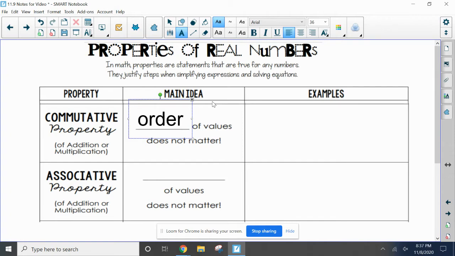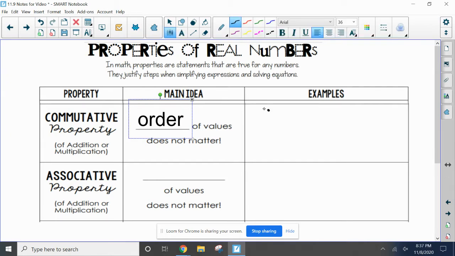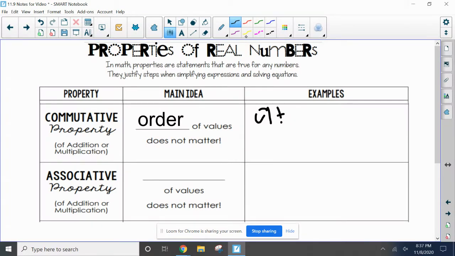Let me try and draw that in if it'll let me. A plus B. Let me try that again. I don't know why it doesn't want to let me write today. All right. A plus B is the same as B plus A.